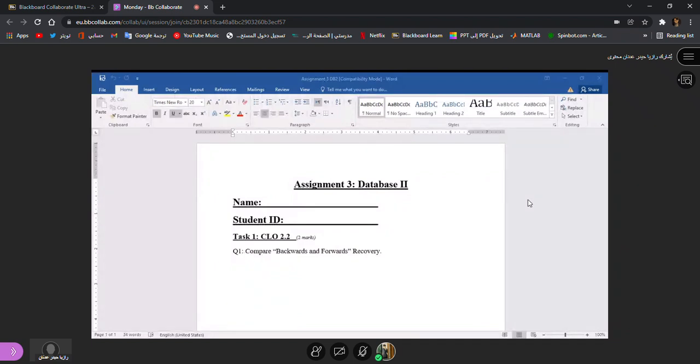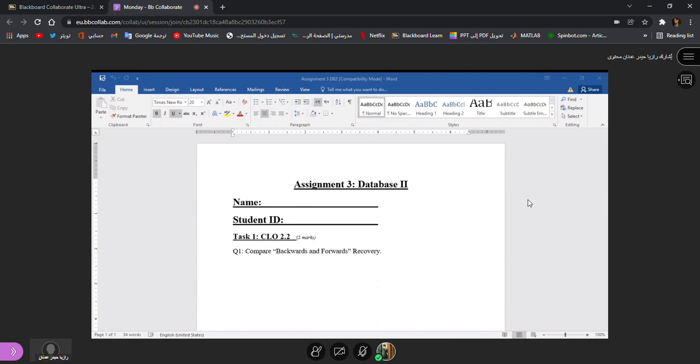Okay, so here is your assignment number 3. It's very easy. You have to do from chapter 5. Compare the backwards. No, it is from chapter 4, the recovery chapter. I don't remember the numbers, but it is from the recovery chapter. Compare the backwards and forwards recovery.